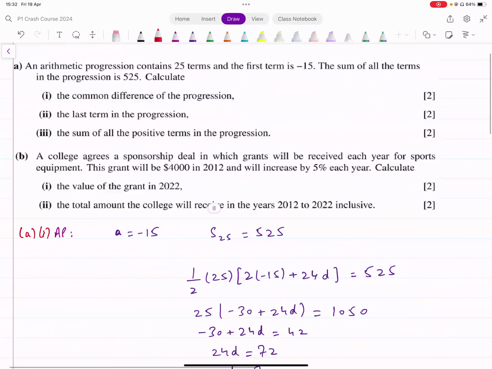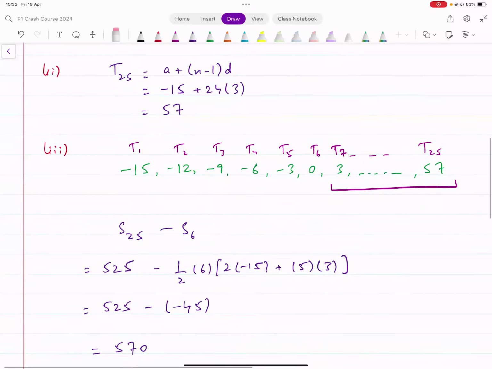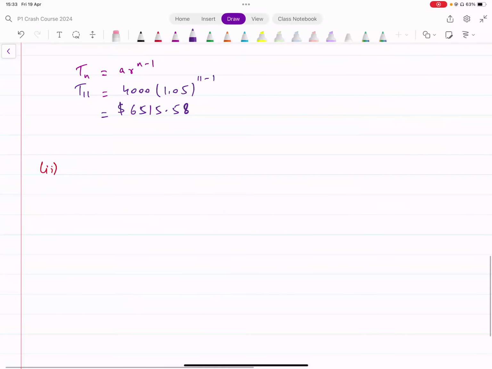Now let's look at the next part of this. It says, find the total amount the college will receive in the years 2012 to 2022 inclusive. Inclusive means 2012 is also included and 2022 is also included. Both of them are going to be included. We want to find the total amount the college will receive. That means we're looking for the sum of all of these terms. So how many terms do we have? We have 11 terms in total.